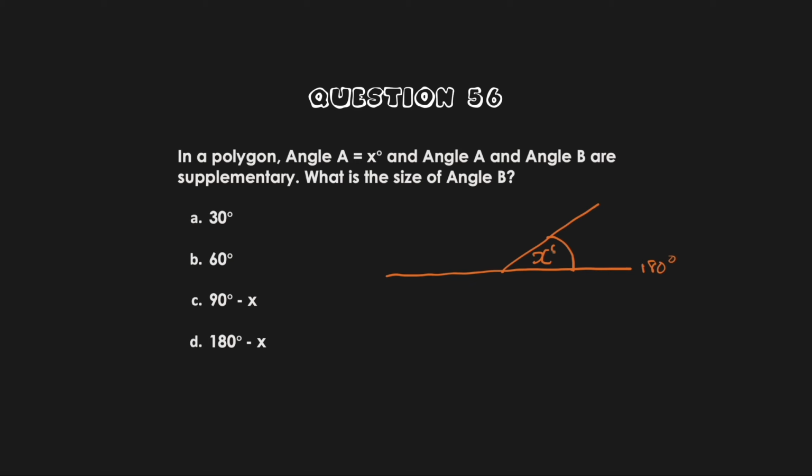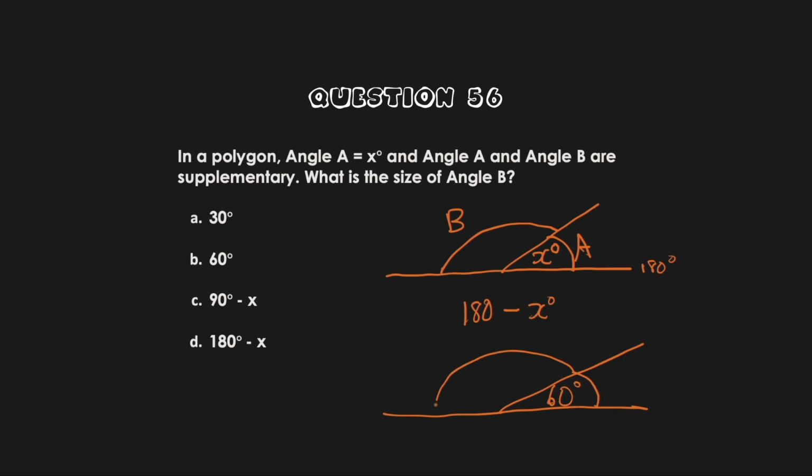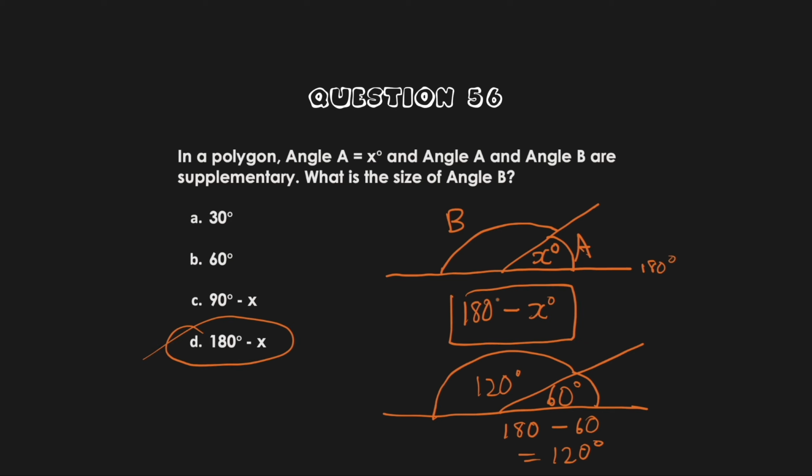We have an angle here that is equal to X, and we can call this angle A. Now this other angle here is angle B. To figure out what angle B is, we must say 180 minus X. So for instance, if the angle here was 60, to figure out this angle, we would say 180 minus 60, which is 120. Once we put 120 here, both of these add back up to 180. So our answer is 180 degrees take away X degrees.